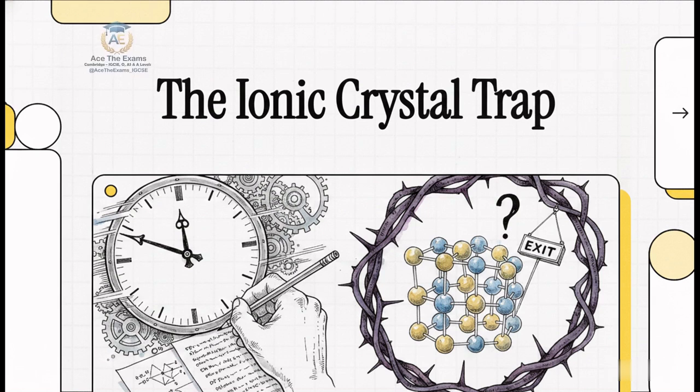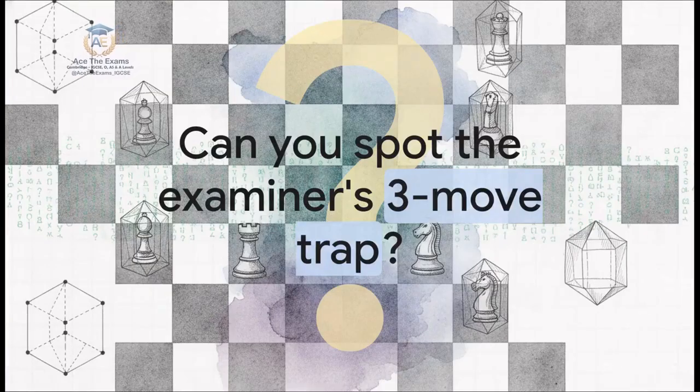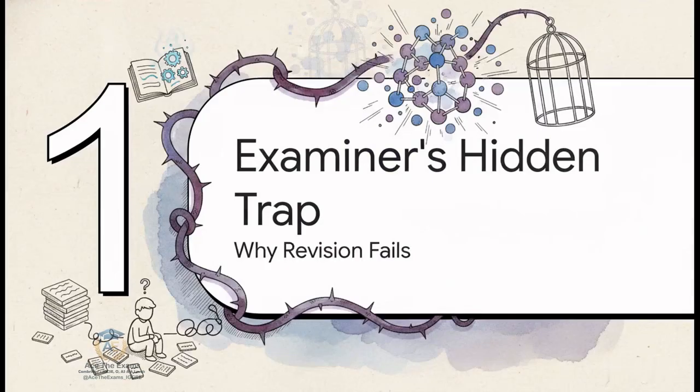Today we're going to decode the microscopic world of solids so you never, ever lose those crucial top band marks again. So can you spot the examiner's three-move chess trap? See, there's almost like this hidden matrix code of repeated exam questions buried inside the Cambridge 9702 syllabus. And I'm telling you, this specific topic catches students completely off guard year after year. It leads to instantly lost marks, massive grade boundary risks, and a huge confidence shock right when you need your absolute best focus.